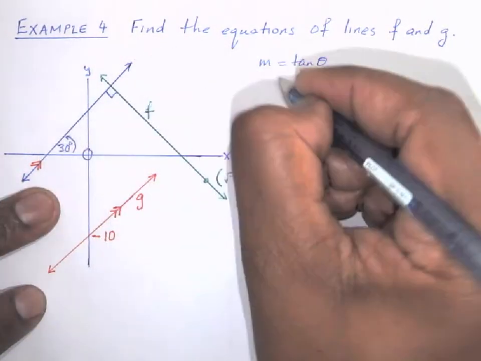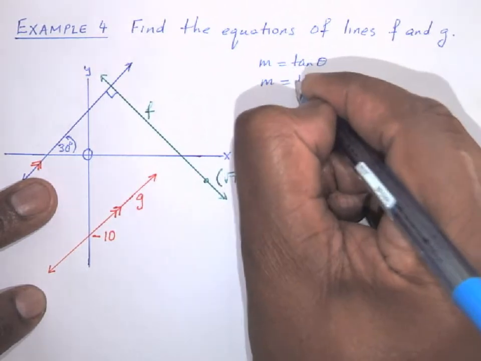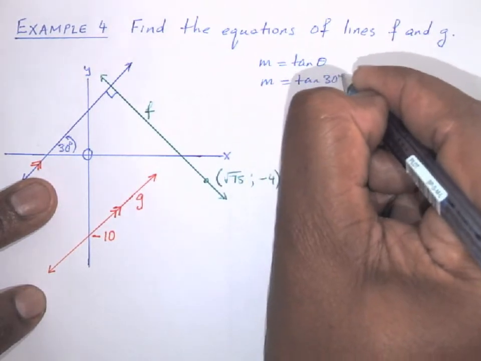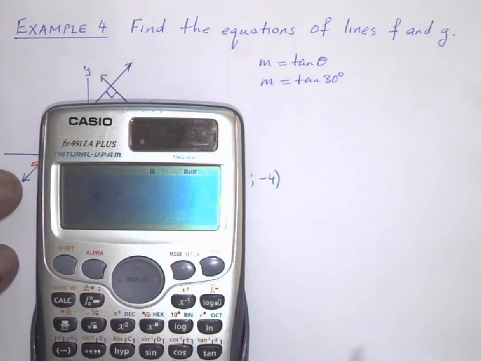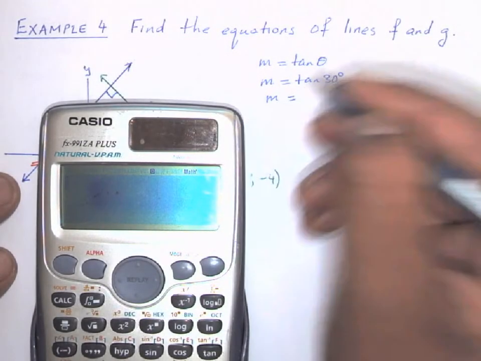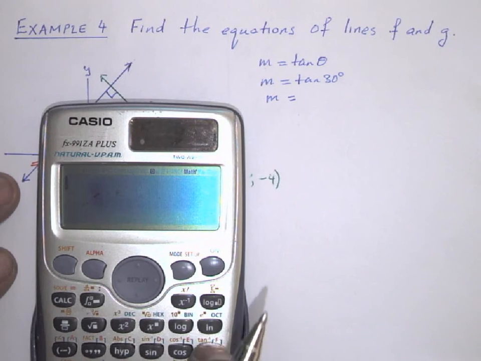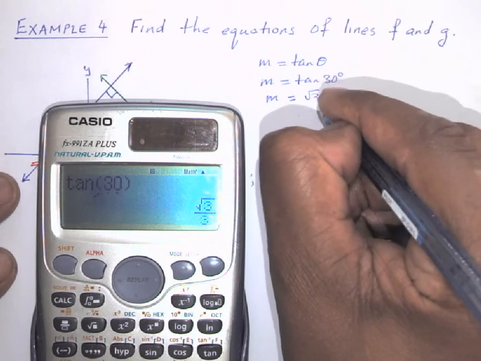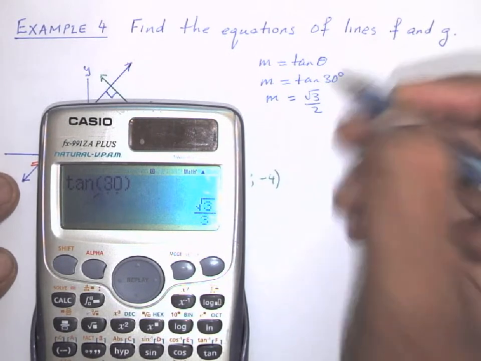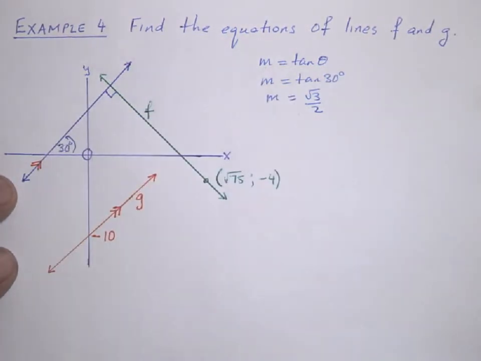So the gradient of this line here, m, is equal to tan of 30 degrees, the angle of inclination. If I use my calculator, I can find m is equal to tan of 30 degrees. I get an answer of square root of 3 over 2. Don't panic with the square root things there. They're fine. We'll sort it out.